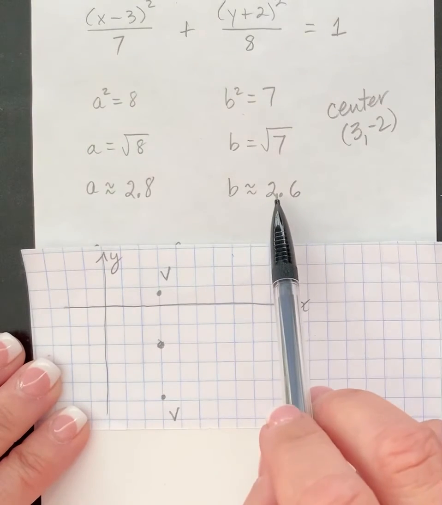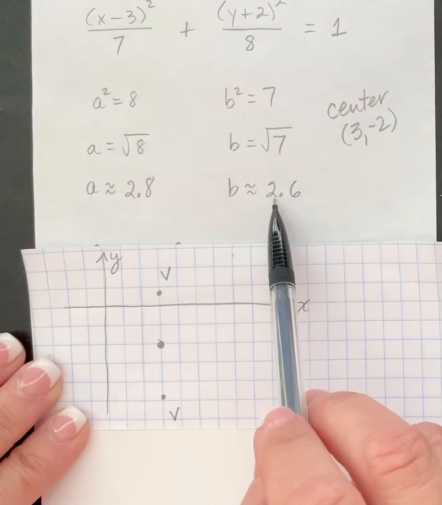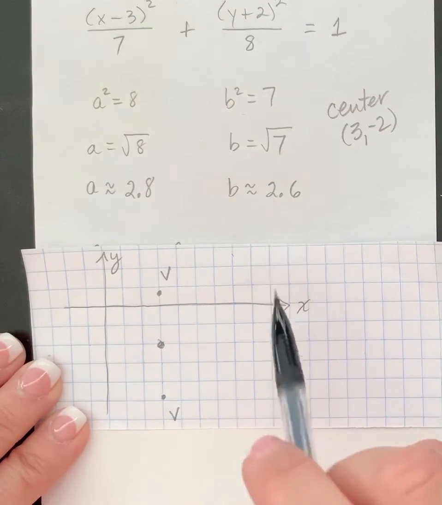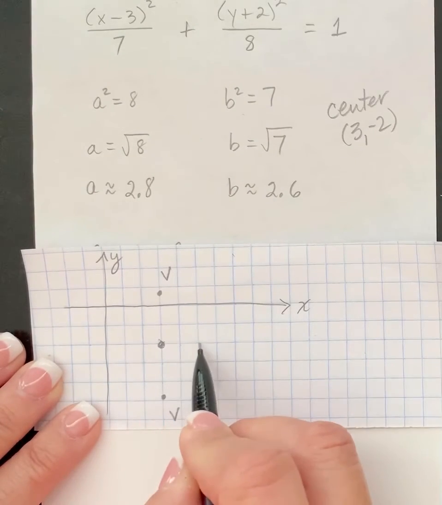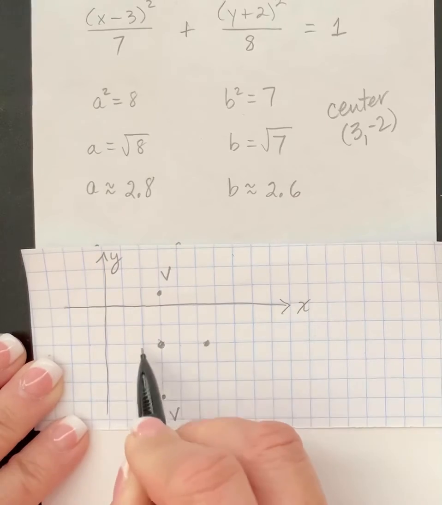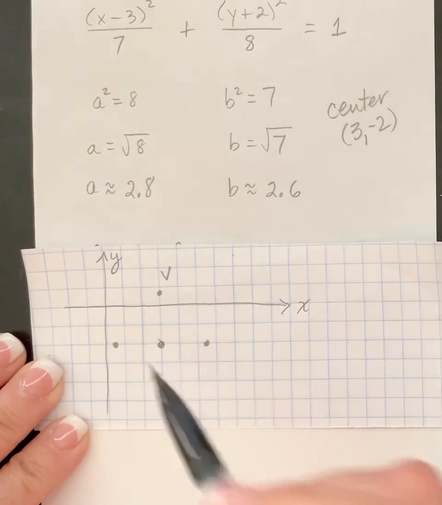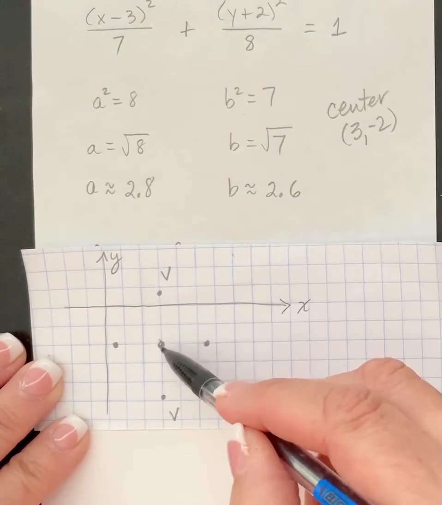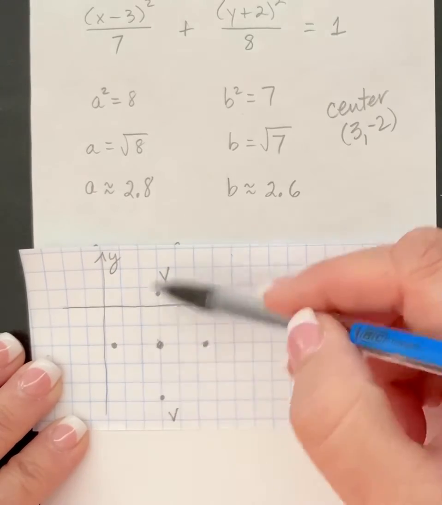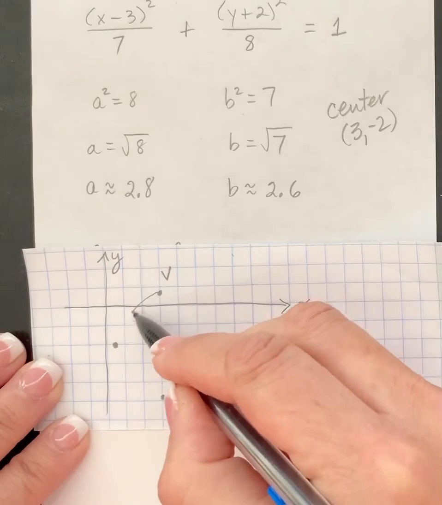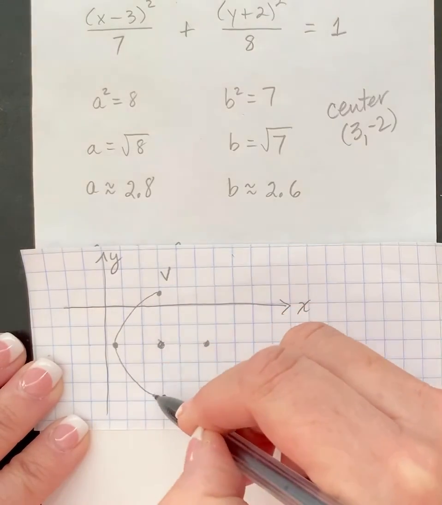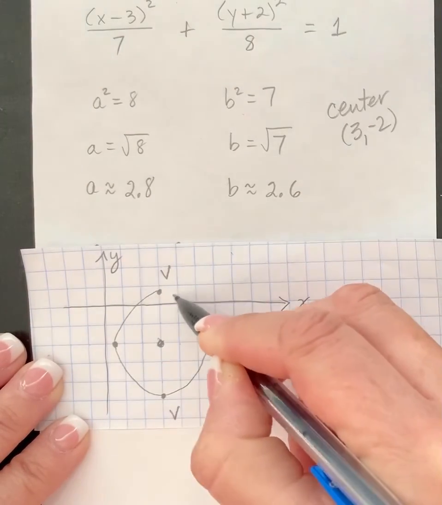And then to find the co-vertices, you're going to go 2.6 in a horizontal way from the center. So about 2.5. 1, 2. Right, now you can see not that big of a difference. One way it's 2.8, the other is 2.6. So this ellipse is fairly round. It's not exactly a circle.